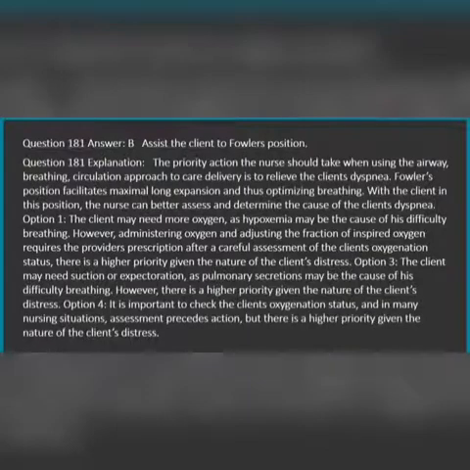Option 3, the client may need suction or expectoration, as pulmonary secretions may be the cause of his difficulty breathing. However, there is a higher priority given the nature of the client's distress. Option 4, it is important to check the client's oxygenation status, and in many nursing situations, assessment precedes action, but there is a higher priority given the nature of the client's distress.